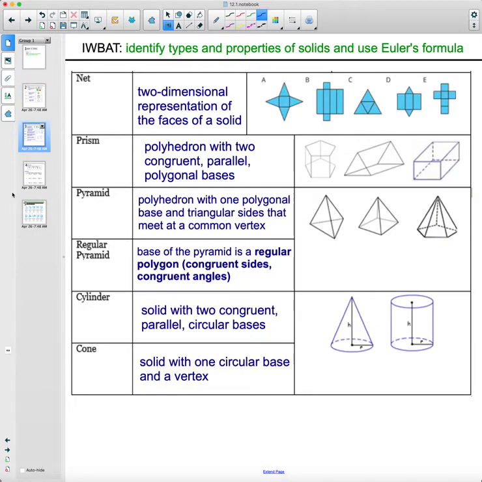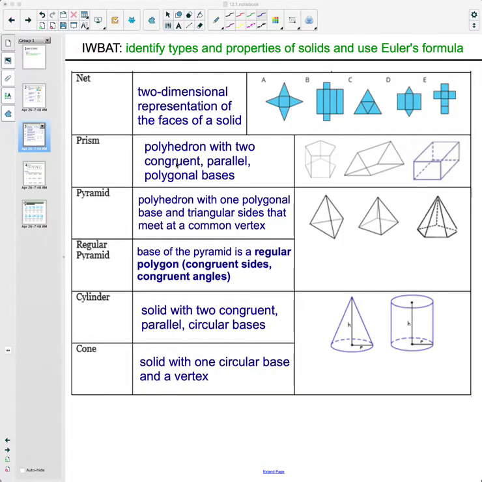So then here are the different types of polyhedron. Again, go ahead and pause and get this written down. A net is just a two-dimensional representation of a solid. You could fold these up into different three-dimensional shapes. It's like you unfold or cut down the three-dimensional shape to lay it flat on a surface.